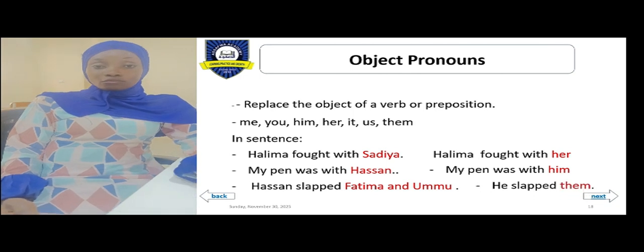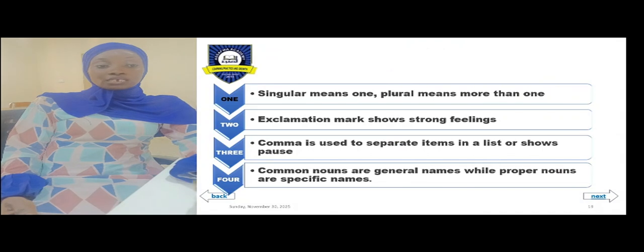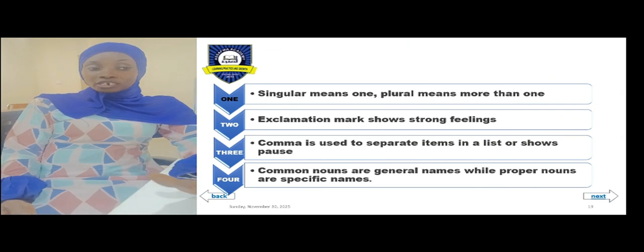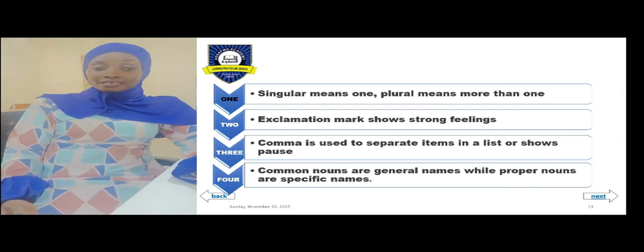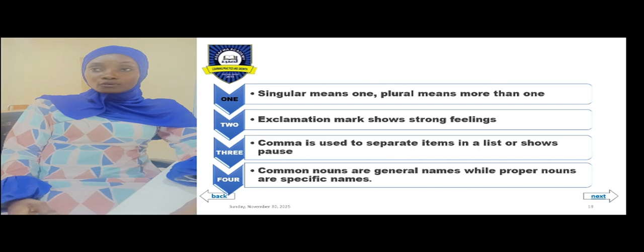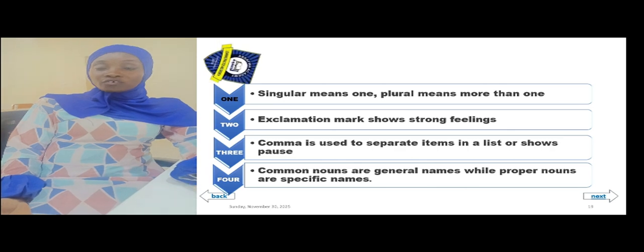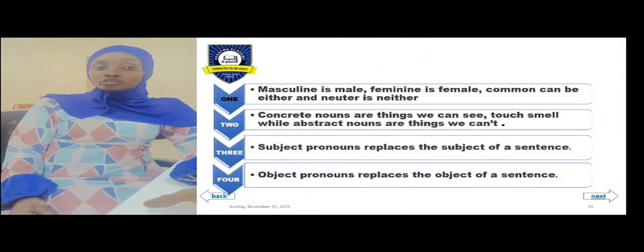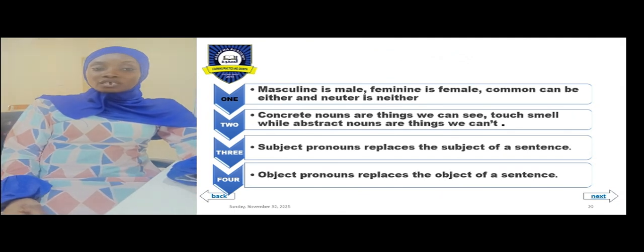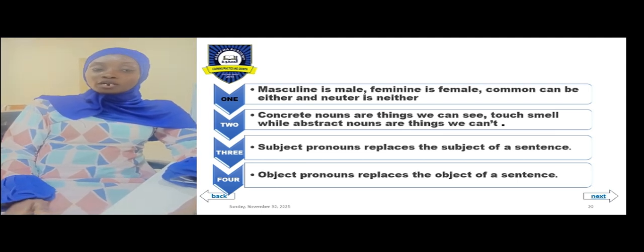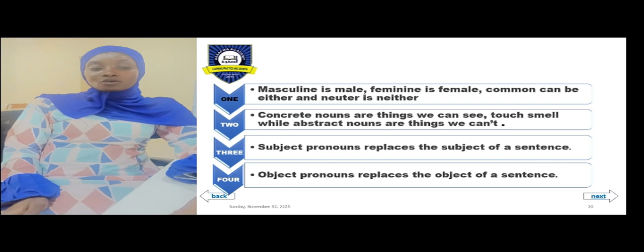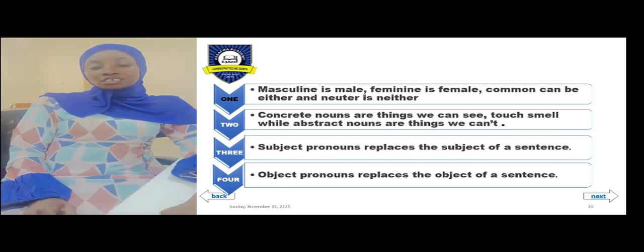Now, looking overall at what we have discussed so far, we said singular means one, plural means more than one. Exclamation mark shows strong feelings. Comma is used to separate items in a list or show pause. Common nouns are general names, while proper nouns are specific names. We also said masculine is male, feminine is female, common can be either, while neuter is neither. Concrete nouns are things we can see, touch, smell, while abstract nouns are things we can't. Subject pronouns replace the subject of a sentence, while object pronouns replace the object of a sentence.